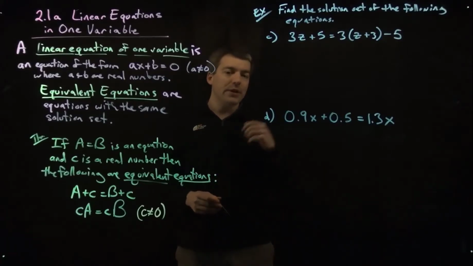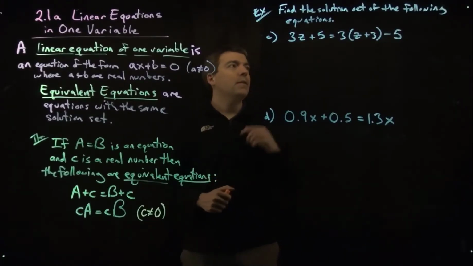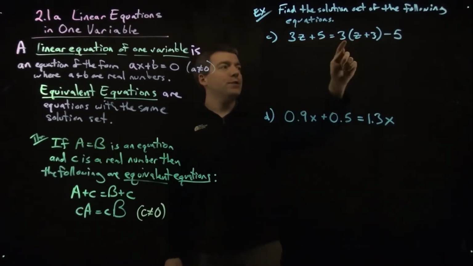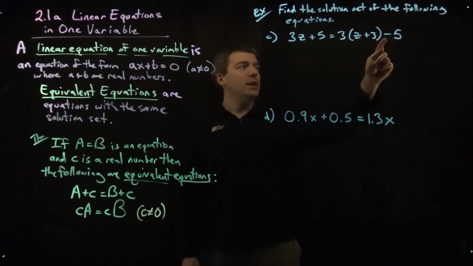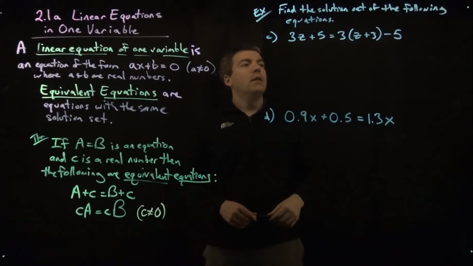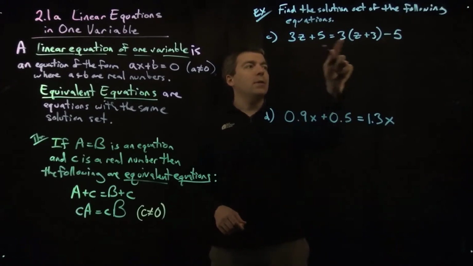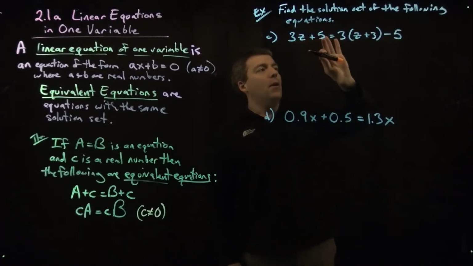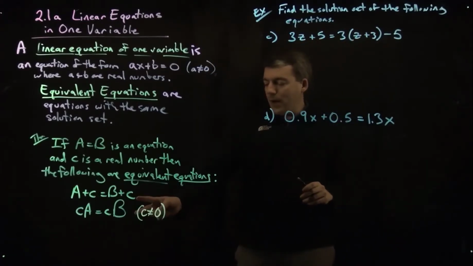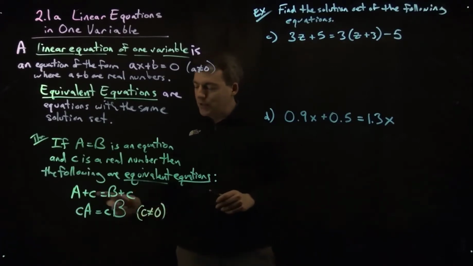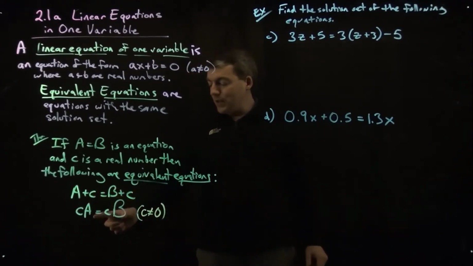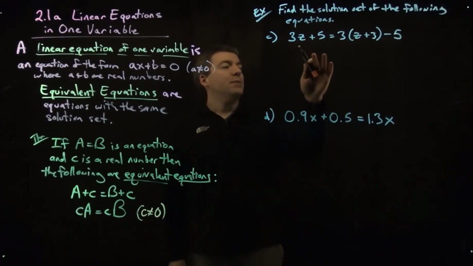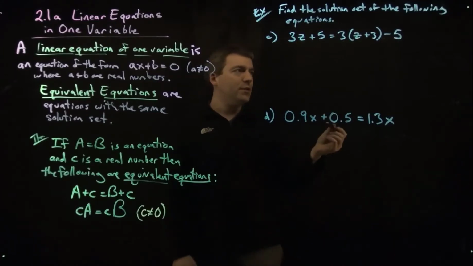All right, let's continue with a couple more examples of linear equations in one variable, finding their solution sets. So here we have the equation 3z plus 5 equals 3 times the quantity z plus 3 minus 5. Again, we have the variable z, and we'd like to get all of those on one side and all the constant terms on the other. To do that, we'll find some equivalent equations by adding the same number to both sides or dividing both sides by the same number to simplify or to more easily see what the solution is.